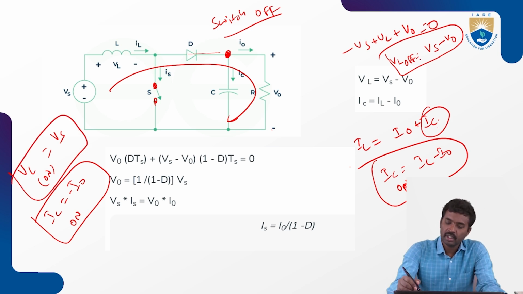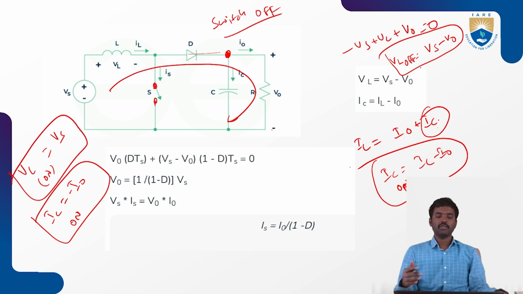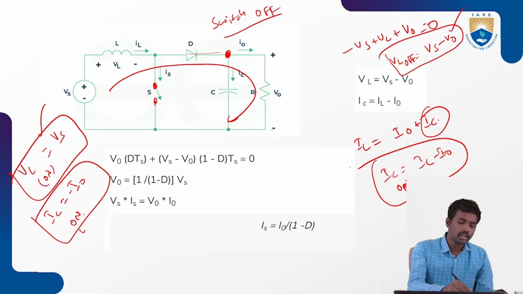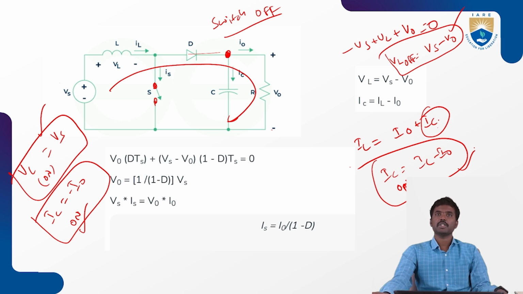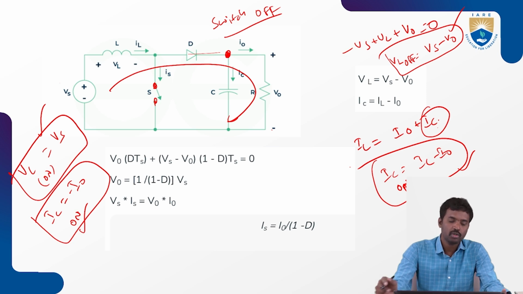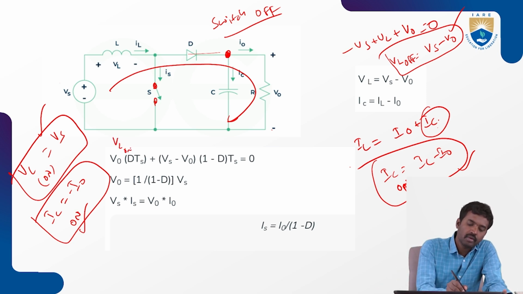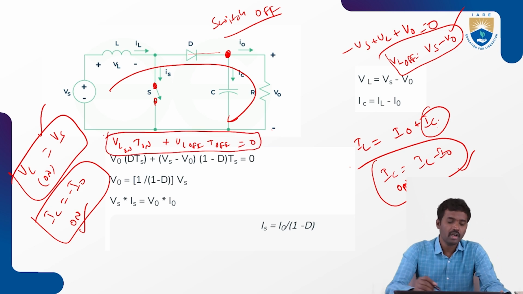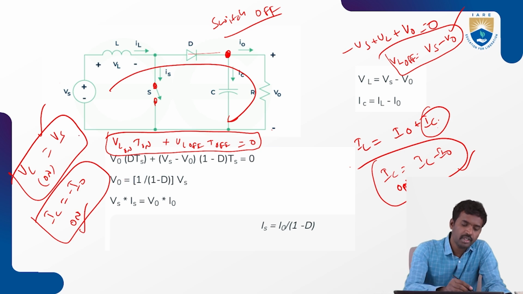So now here, this is the voltage across the inductor when the switch is on and when the switch is off, and the current flowing through the capacitor when the switch is on and when the switch is off. And now here we know very well the volt-second balance. So VL on into T on plus VL off into T off is equal to 0. We know very well about this equation. So now VL on is this.